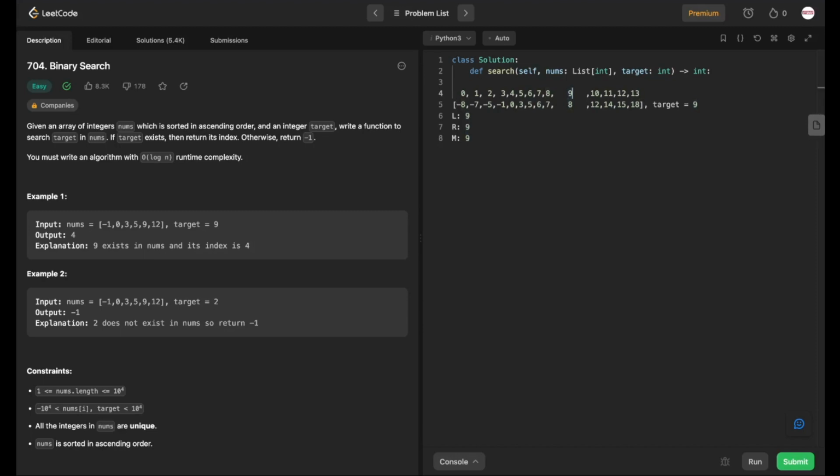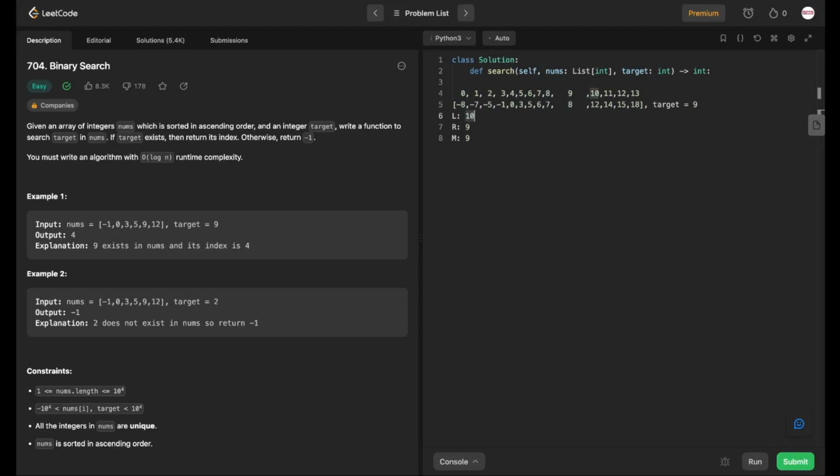at the 9th index. Now our mid pointer points at the 9th index and our value of 8 is less than our target value, so we need to eliminate all the values to the left of 8, including 8 itself. So we're going to be moving our left pointer one place to the right of our mid pointer, so now our left pointer points at the 10th index.